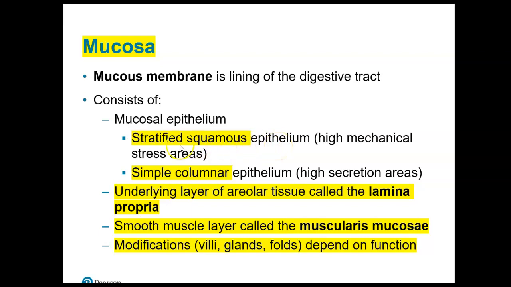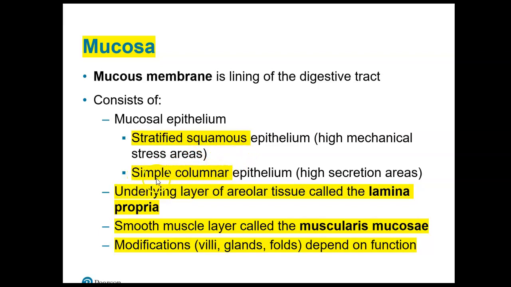All right, the mucosa in high mechanical stress areas is composed of stratified squamous epithelial tissue for protection. So it's very similar to skin, except that it is not keratinized. So we're talking about like the lining of the oral cavity, the anus, your esophagus is lined with stratified squamous, your pharynx is lined with stratified squamous.